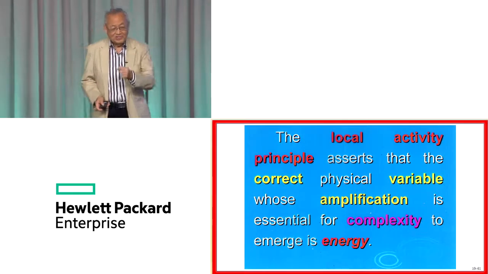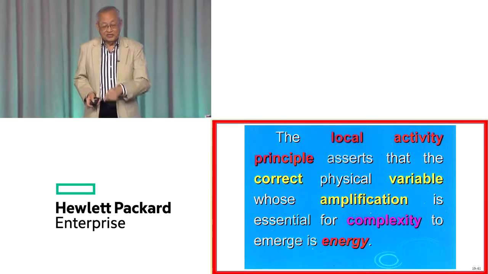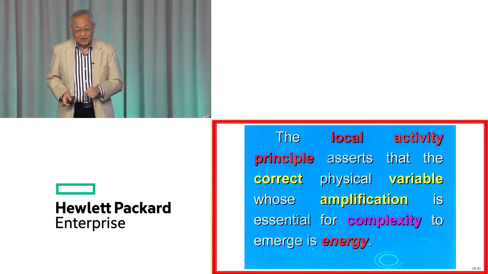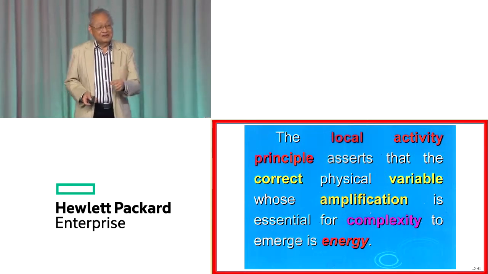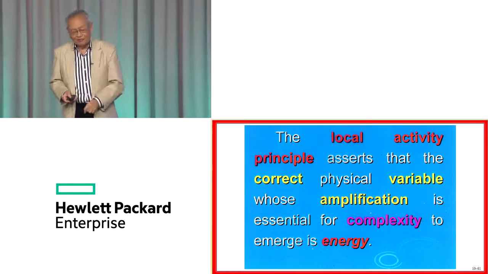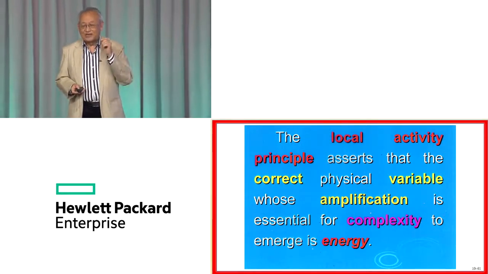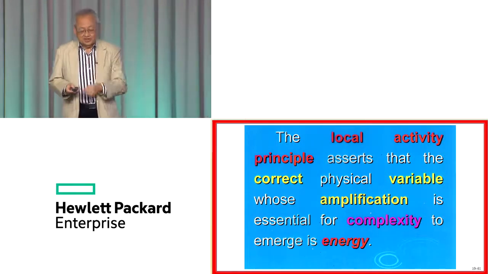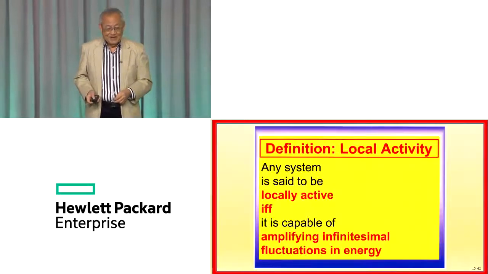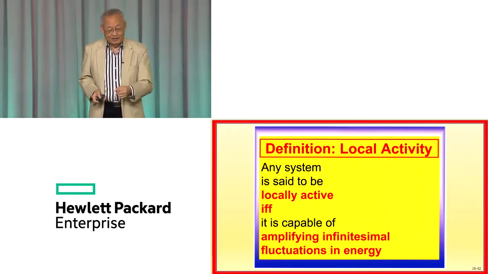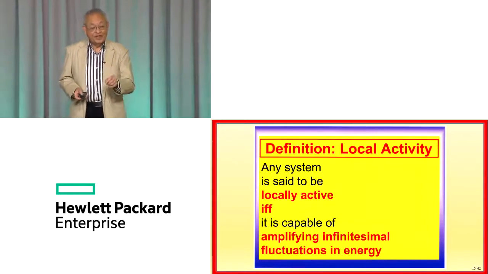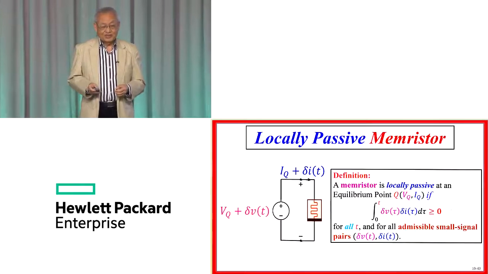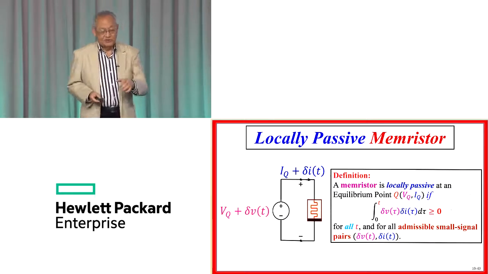Okay, so the correct answer is the local activity principle, which asserts that the correct physical variable whose amplification is essential for complexity to emerge is energy. That's what you need to be able to amplify. So local activity is nothing but the ability of a cell to amplify fluctuations in energy, okay? Now, any system is said to be locally active if and only if it is capable of amplifying infinitesimal fluctuations in energy. This is the subject that I spent more than 10 years to develop.